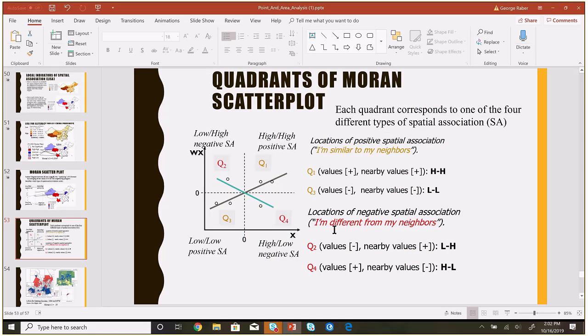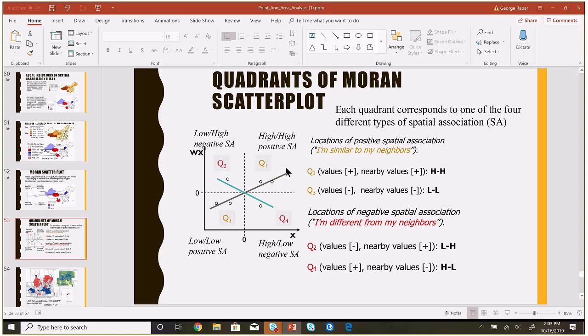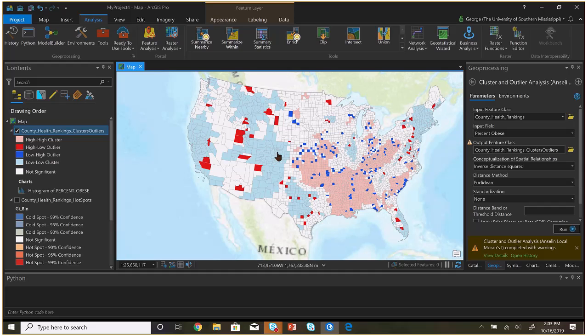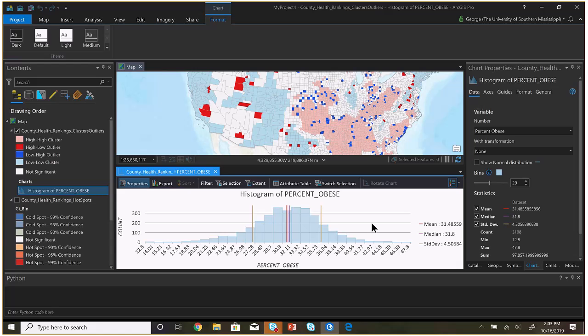So that's what... it's actually opposite of what I said. Darker is this way, lighter's that way. Red's up here, blue's down here. So the dark reds are I'm different than my neighbors. Dark blue is I'm different than my neighbors. Light blue means I'm the same as my neighbors and we're both low. Light red means we're the same as my neighbors and we're both high. It also outputs this histogram that you can open. This shows you the distribution of the percent obese.